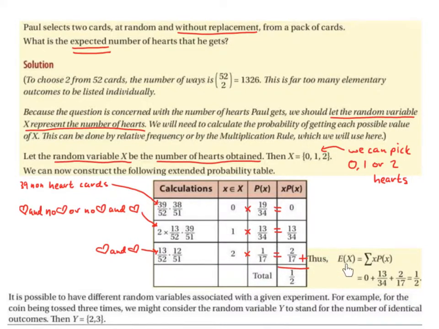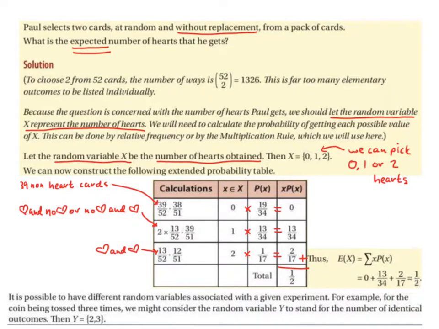Thus the expected value is the sum of the x values times the probability of x, which is 0, plus 13 over 34, plus 2 over 17, which is equal to a half. So the expected number of hearts is a half.